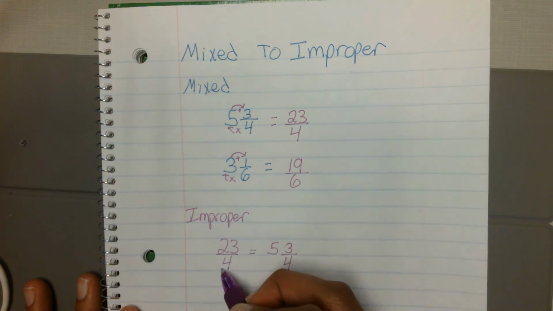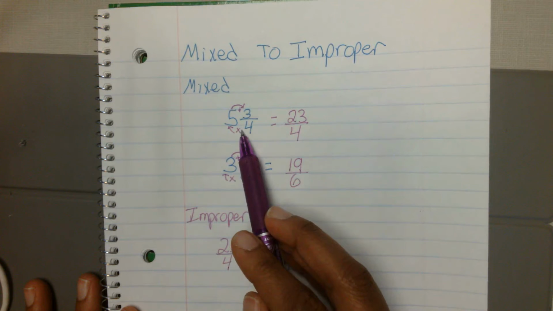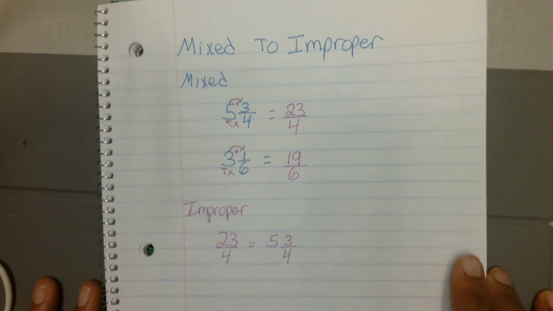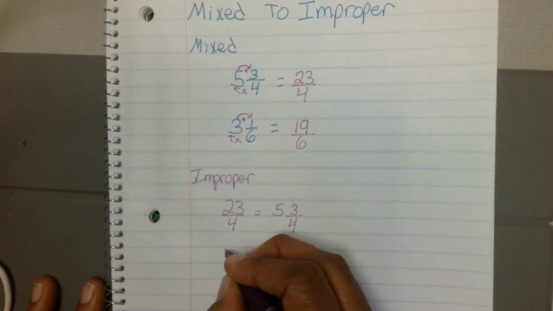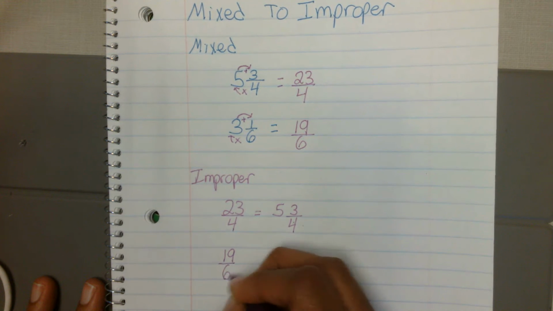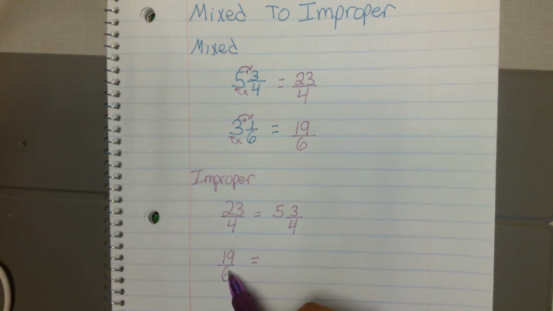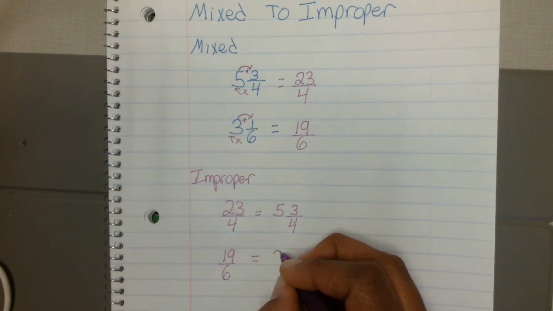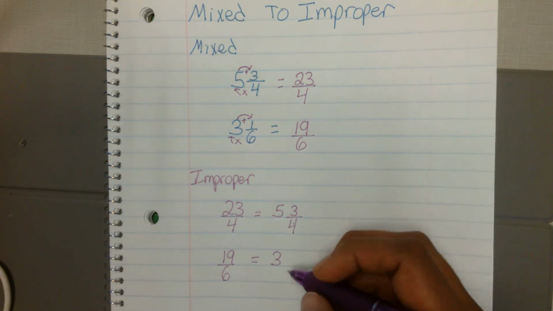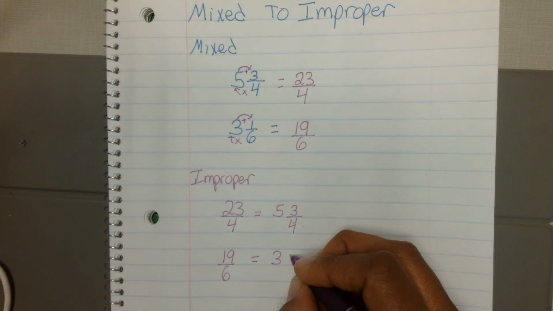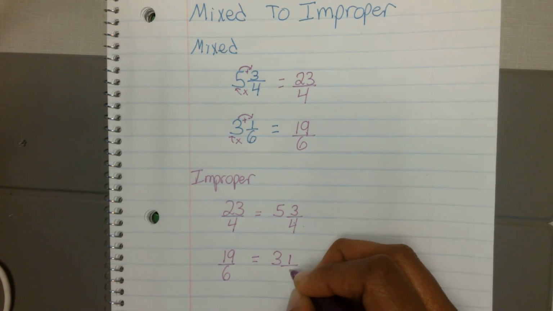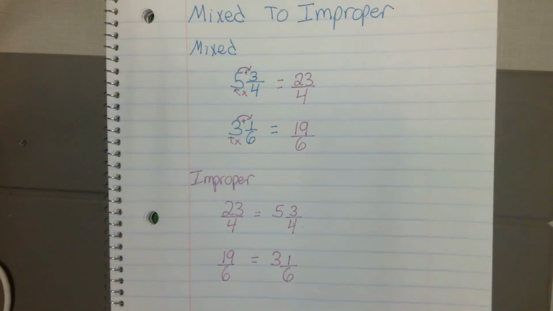So this is going from improper to mixed, and this was mixed to improper. Same thing, I'll do the 19/6. I think how many times can 6 go into 19? Well, I count by 6s, 6, 12, 18, 24. Well, 24 is too large, so I have to go back down. That means I can go in 3 times. 3 times 6 is 18. That means I'm left over with 1, and my denominator stays the same.